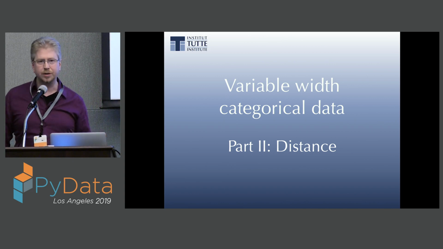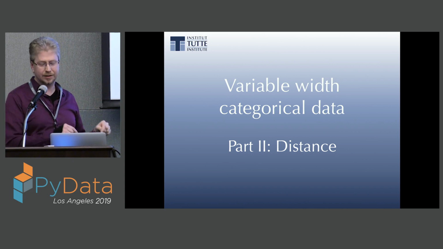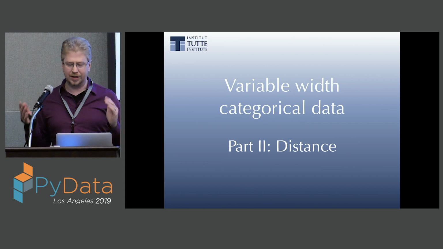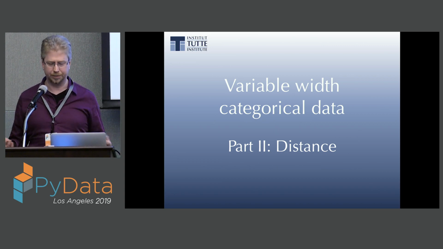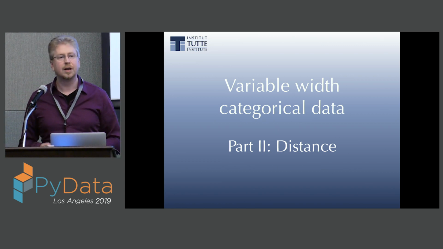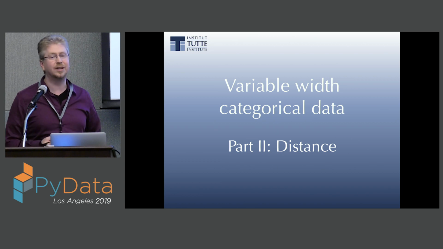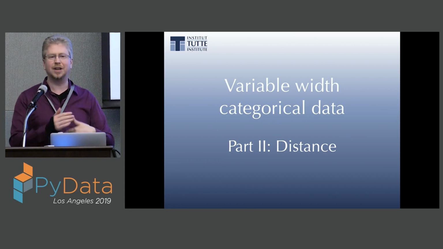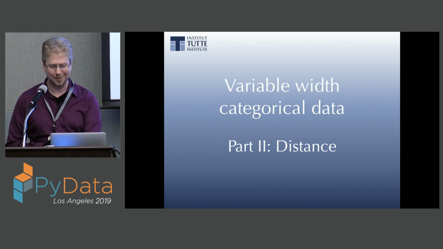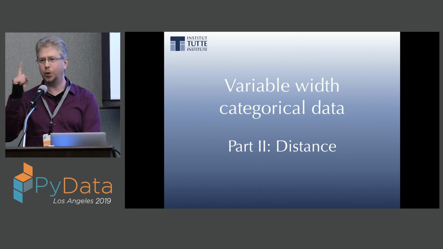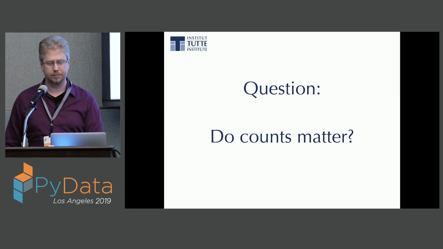Now that we have a representation, we can move on to talking about distance. We need to come up with a good distance across this representation. This is going to be easier in the categorical sense than it was the continuous sense, because there's a lot less loosey-goosey choices to make from. To answer this question, I'm going to ask you one question about your data. Do counts matter?